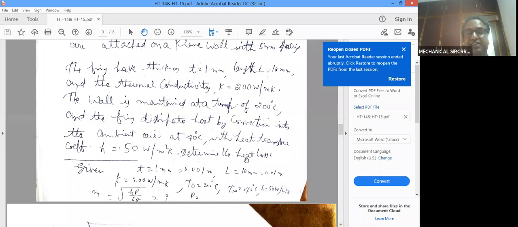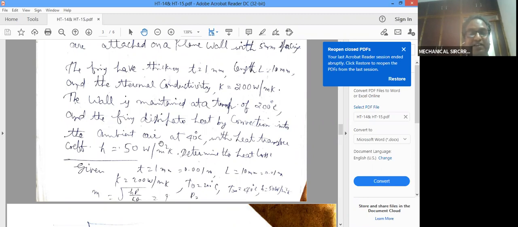Determine the heat loss. So Q is equal to square root of hPkA. By assuming the fin is insulated at the end, Q is equal to root hPkA into T naught minus T free stream into tanh mL.